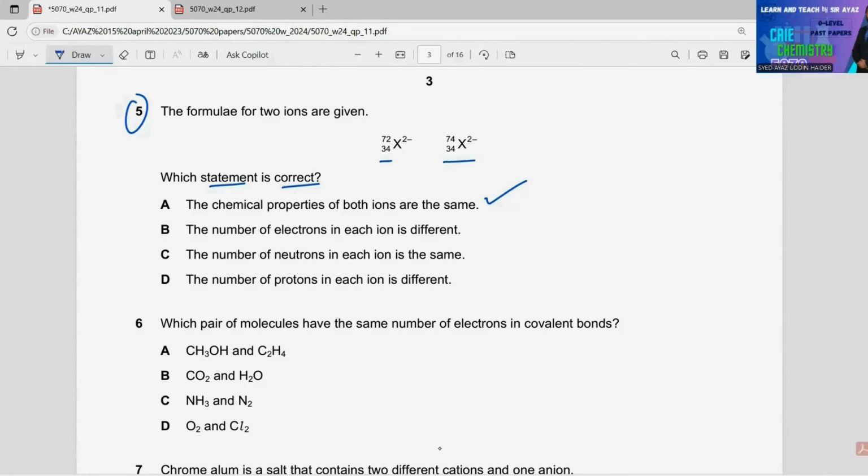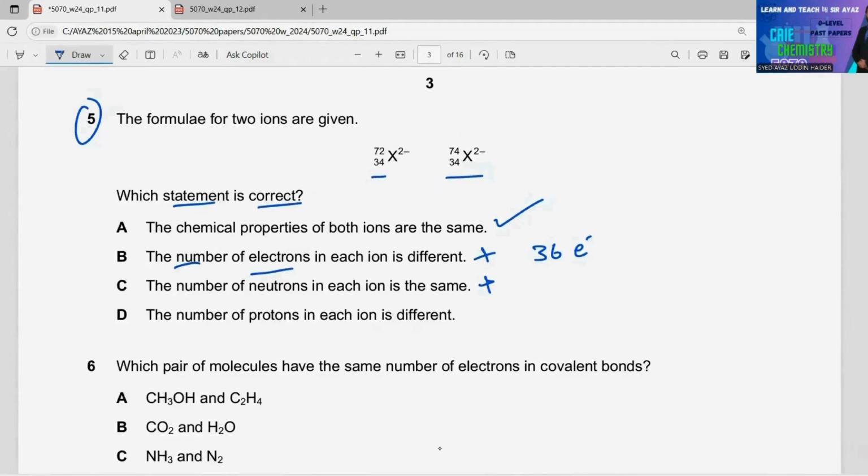The number of electrons in each ion is different. This is incorrect because if you look at the number of electrons in these, they must be having the same number of electrons. 34 plus 2 means they must have 36 electrons. Both of these are having 36 electrons. C, the number of neutrons in each ion is the same. This is incorrect. Because if you look at the nucleon number of these, it's different. In one, it's 72, in another is 74.